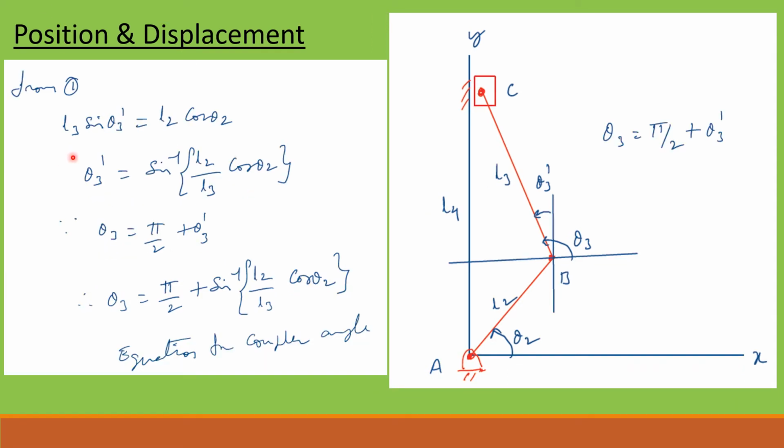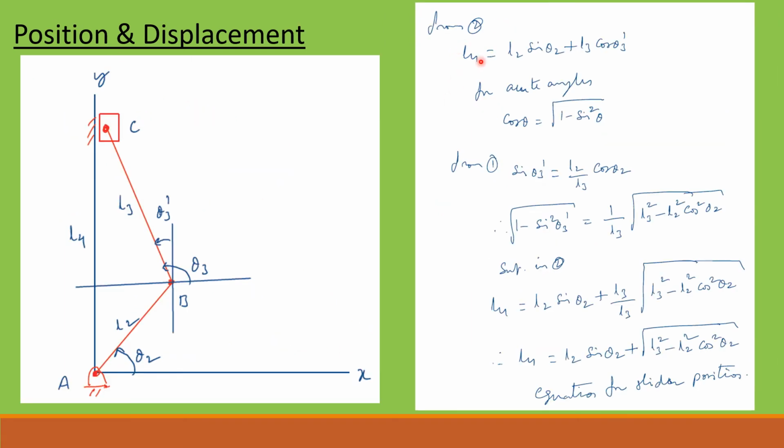From equation 1, L3 sin theta 3 prime equal to L2 cos theta 2. So theta 3 prime can be written as sin inverse of L2 by L3 cos theta 2. We already know that theta 3 equal to pi by 2 plus theta 3 prime. So we substitute that, we get theta 3 equal to pi by 2 plus sin inverse of L2 by L3 cos theta 2. So this is the equation for coupler angle.